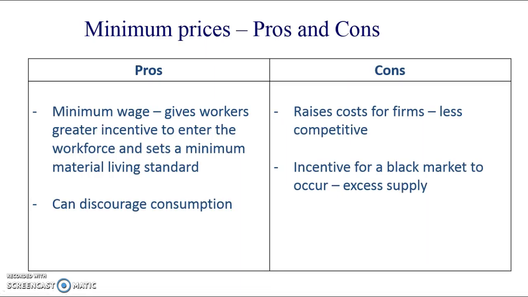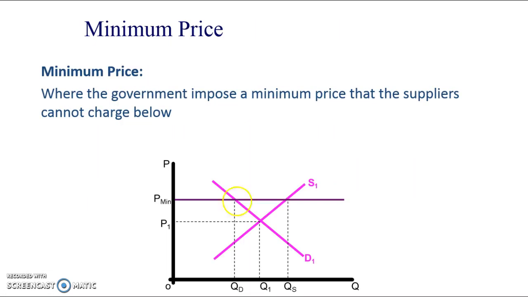And there's also an incentive for a black market to occur, and this is because of excess supply. People think that this is a little bit weird sometimes when I say there's an incentive for a black market, because they say, well, why would suppliers want to charge below that minimum price? Because surely it's better for them to supply at a higher price, the profit incentive and all of that.